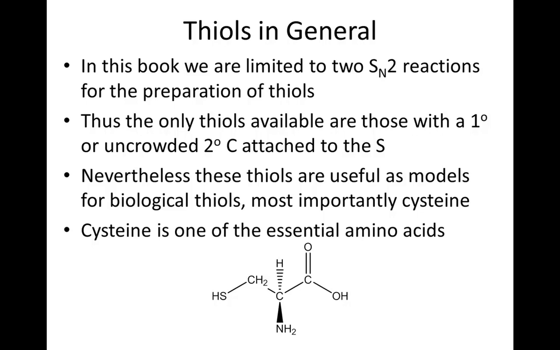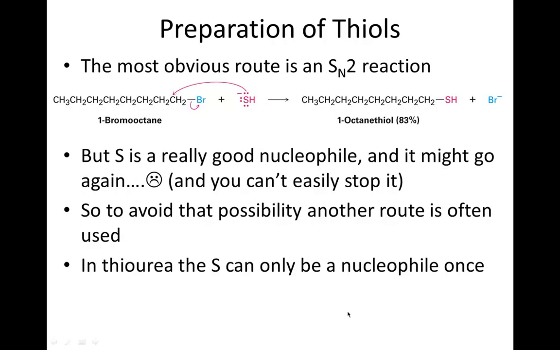So we're going to look at just a couple of ways to make these that are both SN2 reactions. So we won't see a whole lot of opportunities to make various molecules. But one thing you might be interested in is why we want to do that. And there are a lot of other biological systems that use thiols. This molecule right here is cysteine, which is one of the essential amino acids. You notice that it's a thiol. And we'll talk a little bit more about that later.